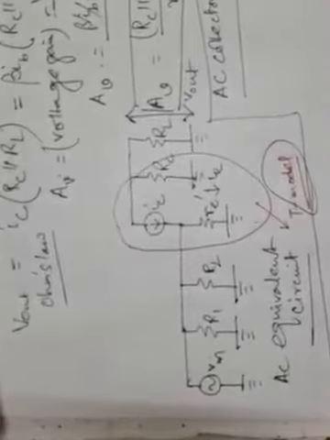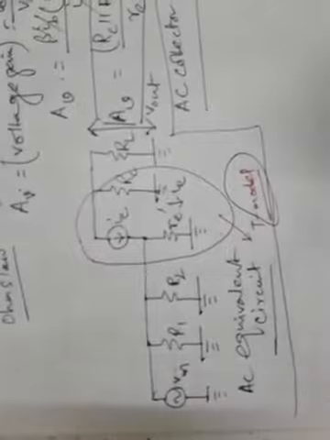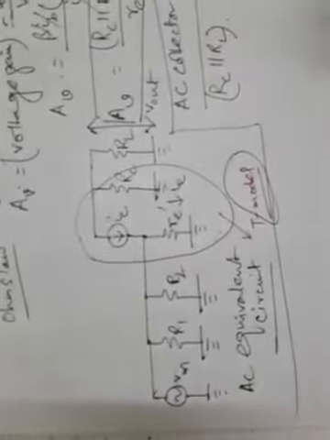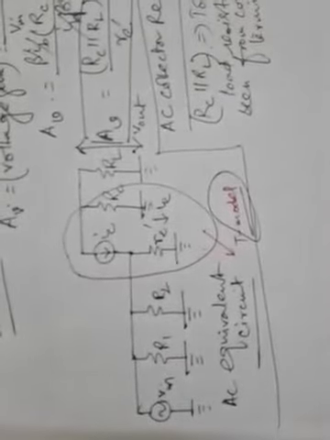If we now consider once again the AC equivalent circuit using the pi model, the total AC load resistance seen by the collector is the parallel combination of RC and RL. We have seen that this is nothing but the total AC load resistance seen from the collector terminal. If we see from the collector terminal, the total AC load resistance will be RC parallel RL.